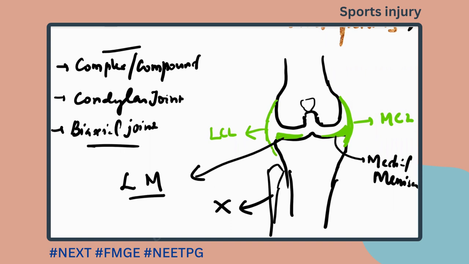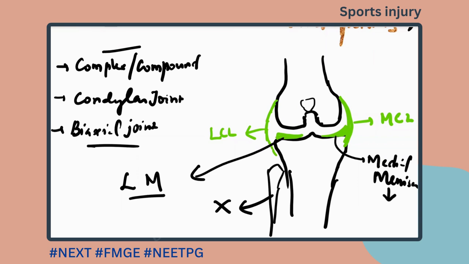Is there anything you are seeing in this diagram? What is the difference between medial meniscus and lateral meniscus here? Medial meniscus is attached to one ligament. What ligament is it attached to? Medial collateral ligament. Whereas lateral meniscus is not attached to the lateral collateral ligament, which means medial meniscus is less mobile. Lateral meniscus is more mobile because it is free. It is not attached to anything. It is more mobile, whereas medial meniscus is more stiff. It is not moving here and there.